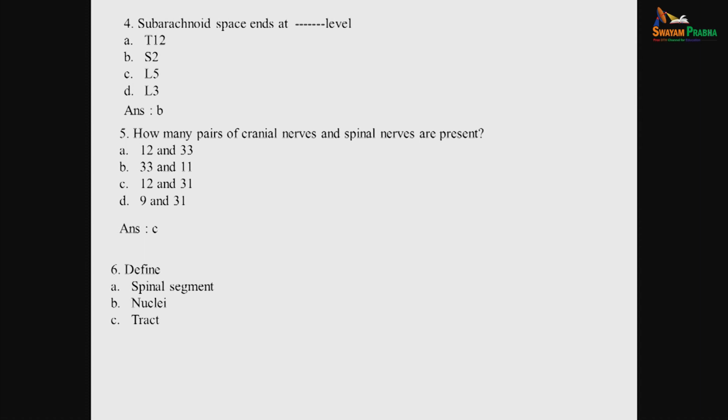Next is tract. What is a tract? We studied various tracts in the anterior white column, lateral white column and posterior white column. A tract is a collection of nerve fibers which have the same origin, course and termination. You have various ascending and descending tracts. We have positioned them at various places in a cross section of a spinal cord.